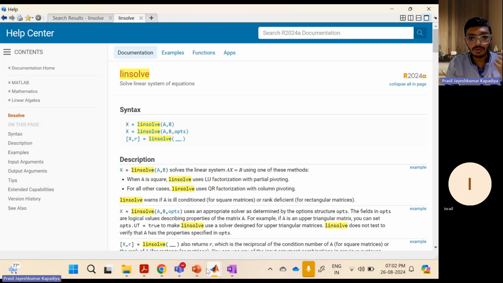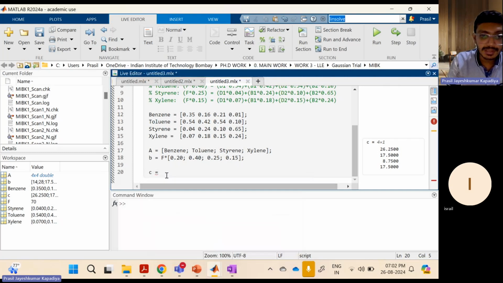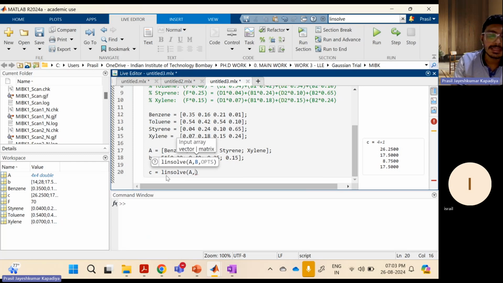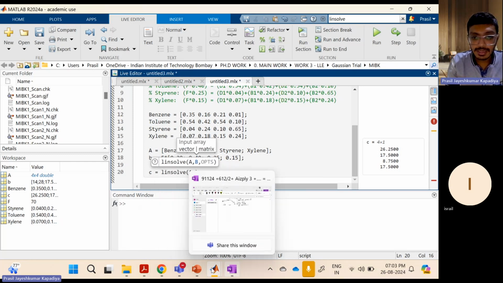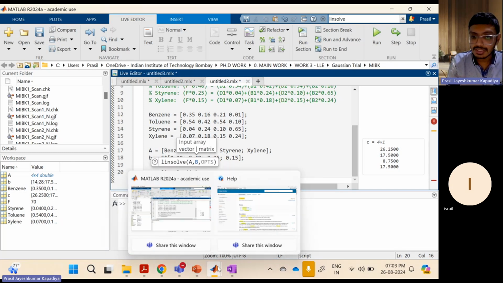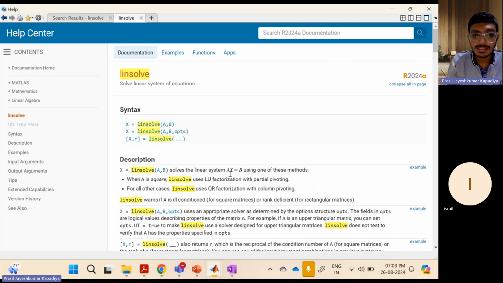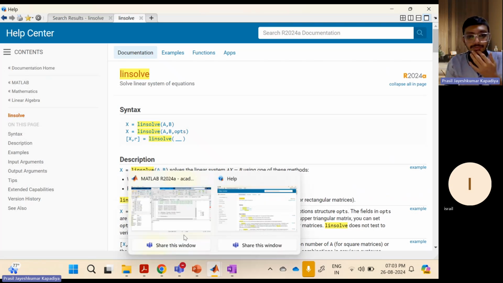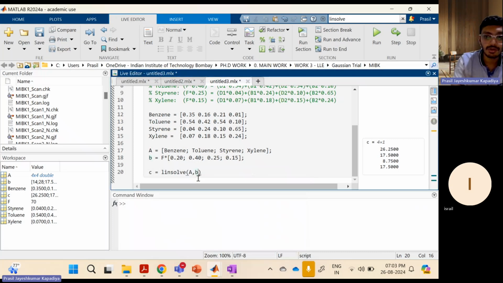Correct? So what you need to write? X is equal to linsolve of A comma B. A is my actual matrix and B is my coefficient matrix. Ax is equal to B. So I need to write down A comma B and see what we are getting. We will be getting the same solution. So it's better to solve this using the linsolve command.